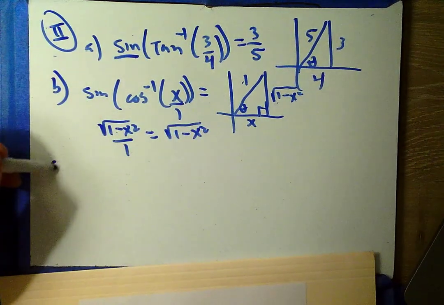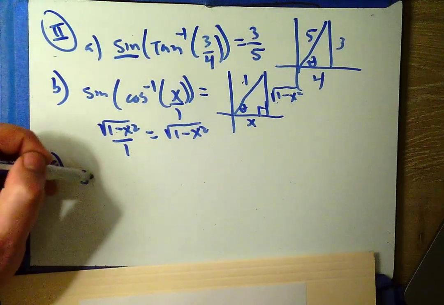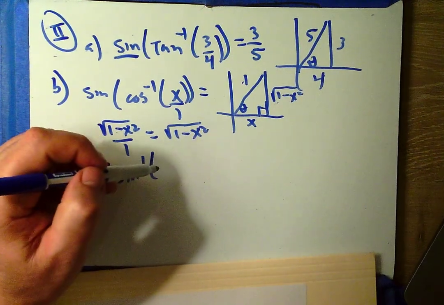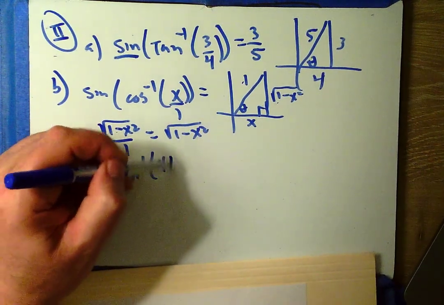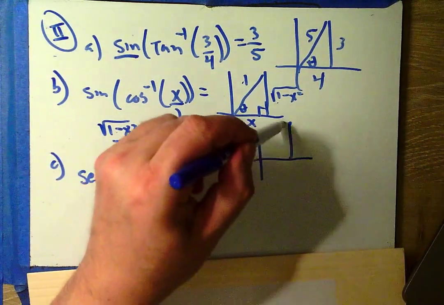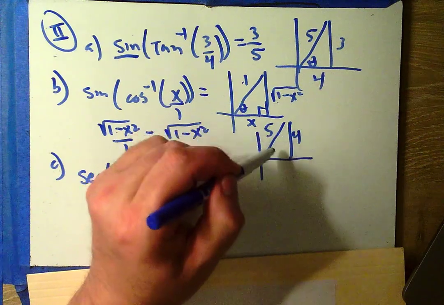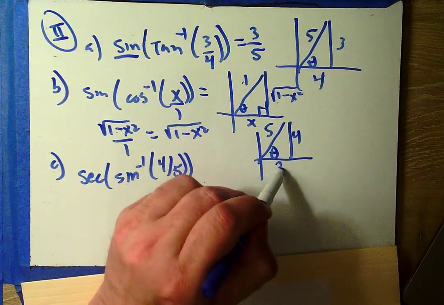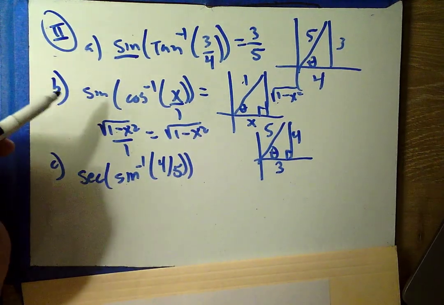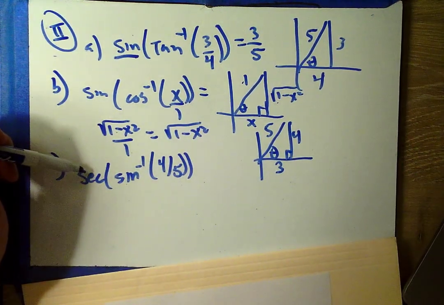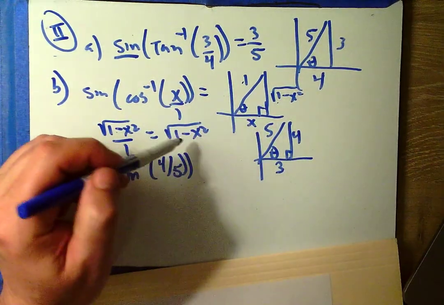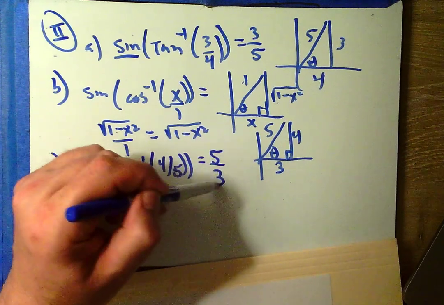C says, what's the secant of sine inverse of 4 fifths? So let's draw that triangle where the sine is 4 over 5. The missing side would be 3 because I know my Pythagorean triples, but you could find it with the Pythagorean theorem. And then what's the secant in this picture? Secant is hypotenuse over adjacent, and so we end up with 5 thirds.